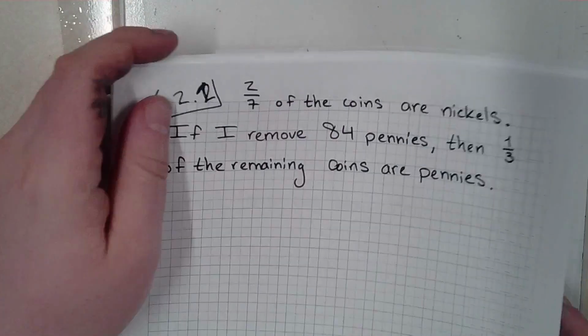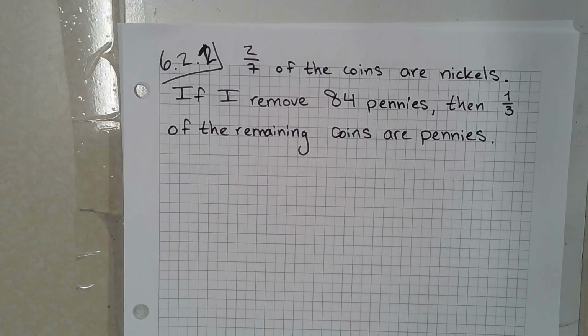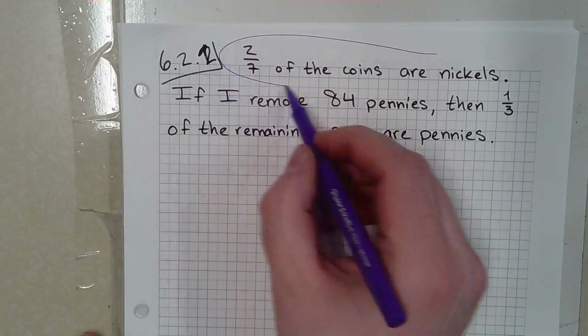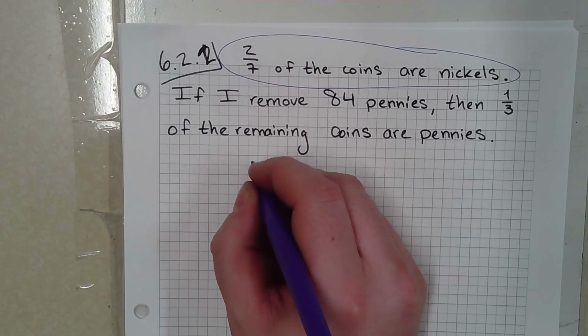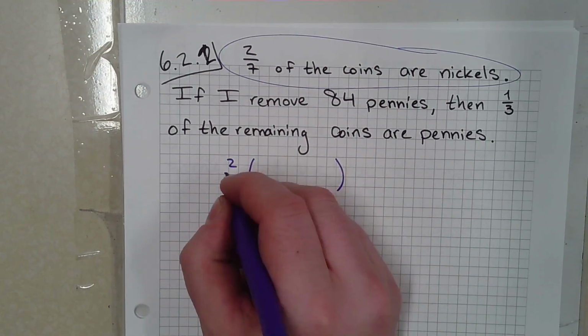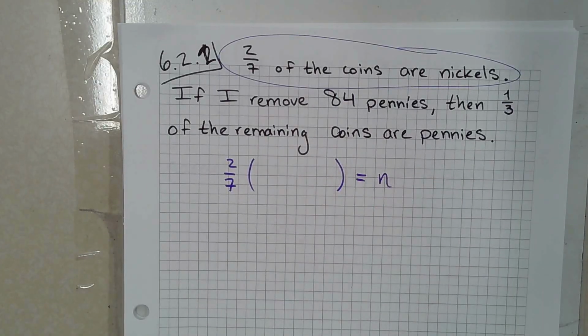622. I have a bunch of coins, and 2/7 of them are nickels. The rest are pennies. If I remove 84 pennies, then now 1/3 of the coins are pennies. So we're going to create 2 different equations here. The first equation is going to represent this. I have a total amount of coins, and 2/7 of them are nickels. So if I take the total, and I times it by 2/7, we know that'll be equal to the number of nickels. So let's say n is the number of nickels.